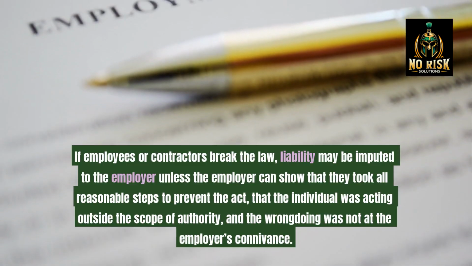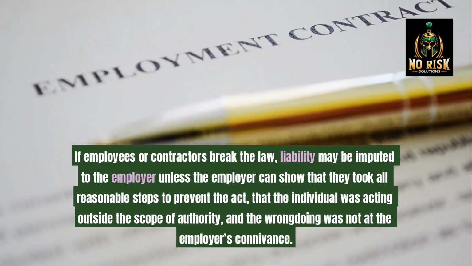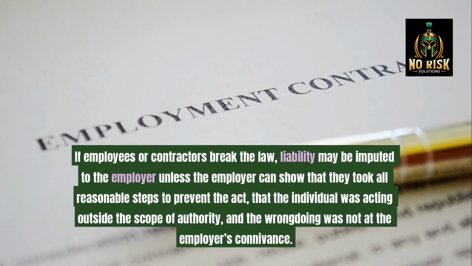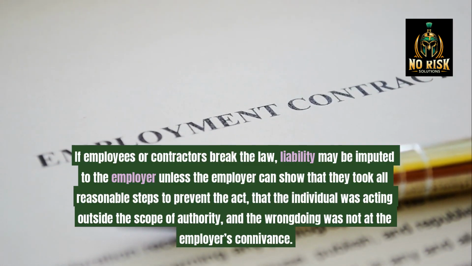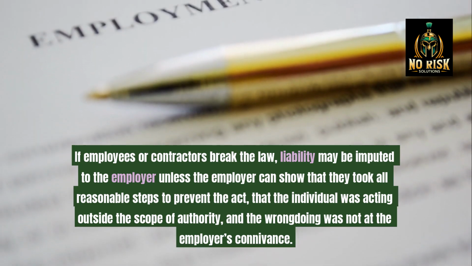If employees or contractors break the law, liability may be imputed to the employer unless the employer can show that they took all reasonable steps to prevent the act, that the individual was acting outside the scope of authority, and the wrongdoing was not at the employer's connivance.